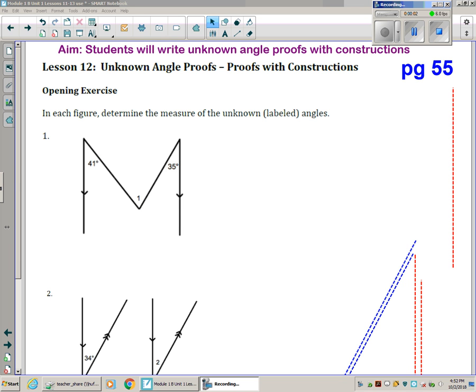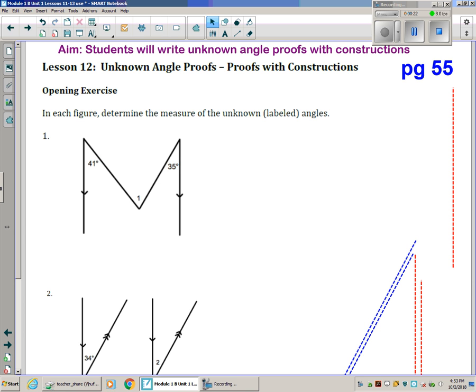This is lesson 12 on your packet. This is module 1B. So today we're going to write some angle proofs that have some constructions in them. So first, let's try to see the opening exercise.